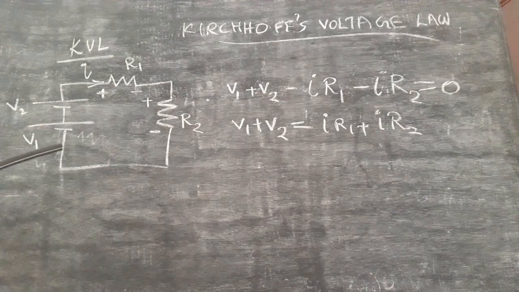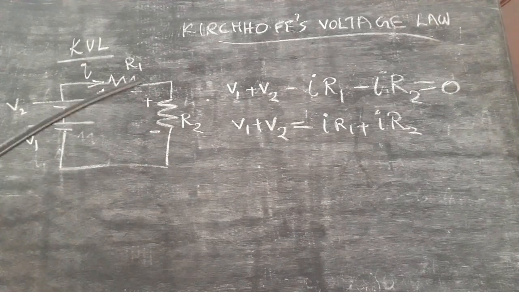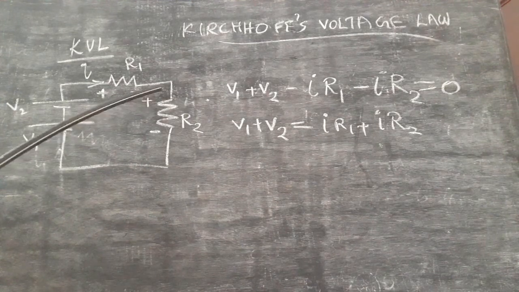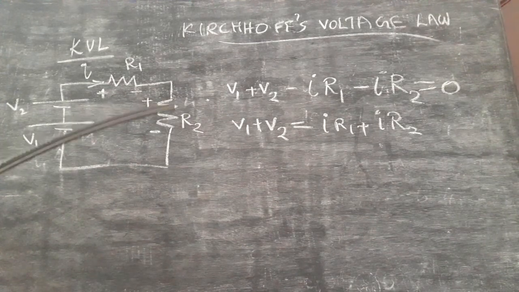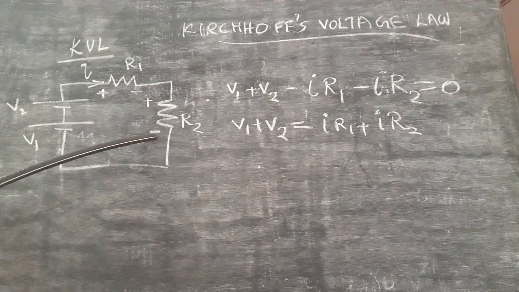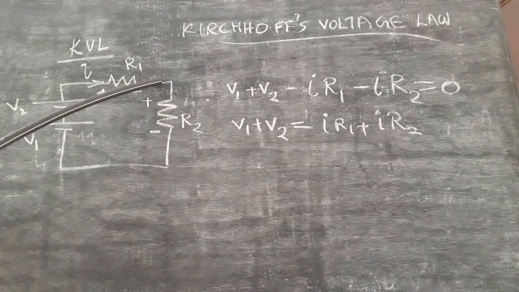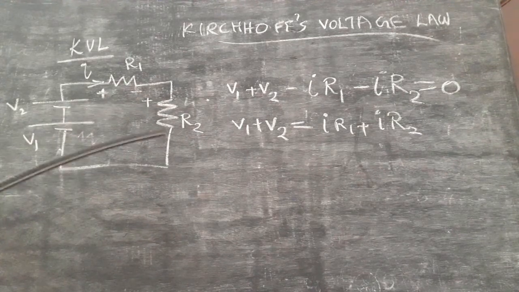So what will happen? When we trace from here to here, the voltage is V1 plus V2 minus IR1, because here the voltage is reduced. Again here also the voltage is reduced because current is entering this point. When current enters a point, that point is marked as plus and the current leaving point is marked as negative. Therefore, there is a drop in this resistor. So when we traverse from here to here, there is another drop, that is IR2.